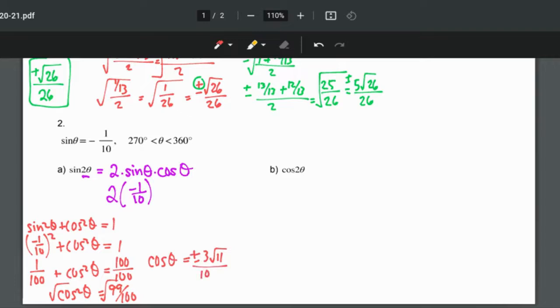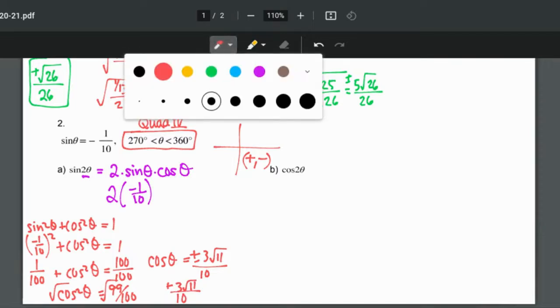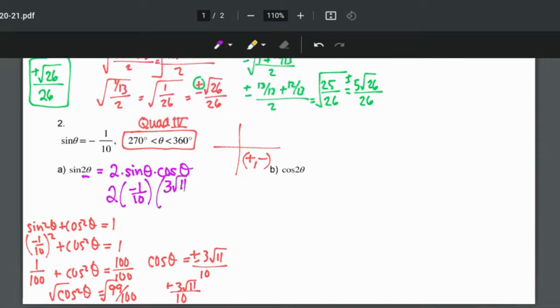All right, now let's look at what quadrant they're referring to. So 270 to 360 degrees is quadrant 4. And in quadrant 4, we know that ordered pairs are positive and then negative. So this would mean that cosine would be positive 3 root 11 over 10. And so we're going to substitute that back into our formula. So we have 3 root 11 over 10, and now we just need to multiply. On top we would have 2 times 3, which is 6, and we'll put the negative sign there. So negative 6 root 11 over 100, and we probably should reduce that to negative 3 root 11 over 50.